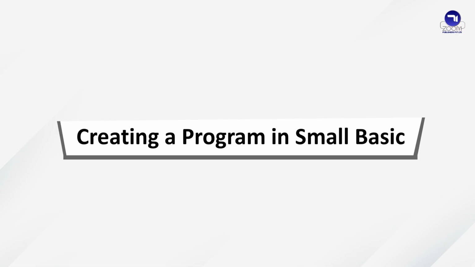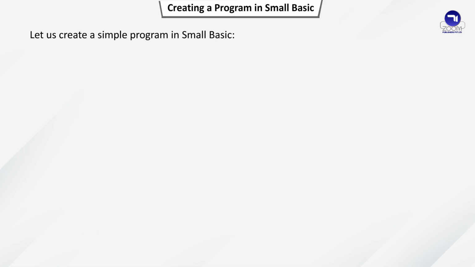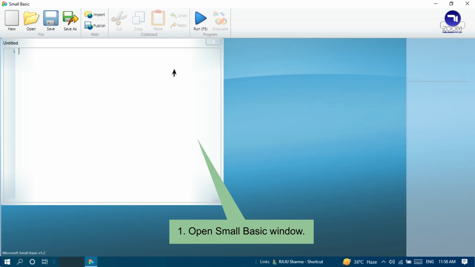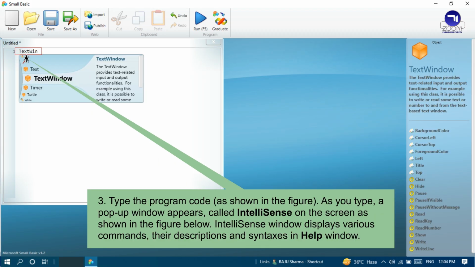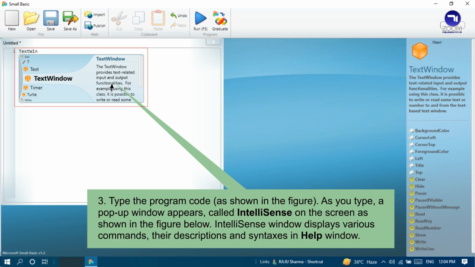Creating a program in Small Basic. Let us create a simple program in Small Basic. Open Small Basic window. Click in the editor window. A cursor appears at line 1. Type the program code as shown in the figure. As you type, a pop-up window called IntelliSense appears on the screen as shown in the figure below. IntelliSense window displays various commands, their descriptions and syntaxes in Help window.